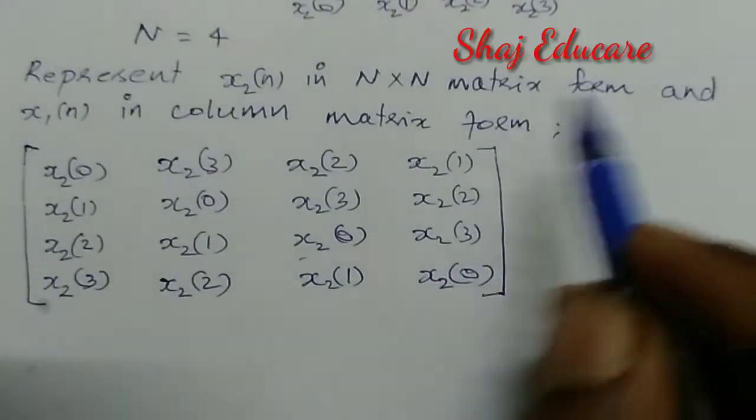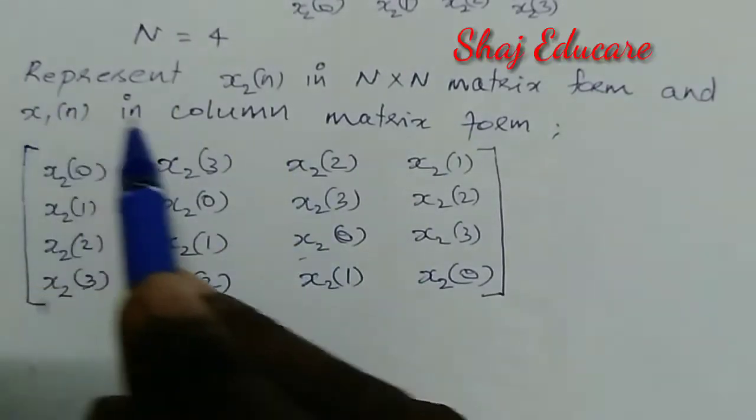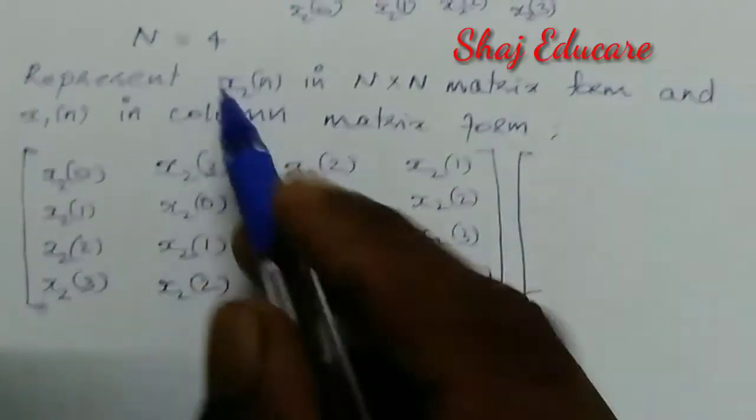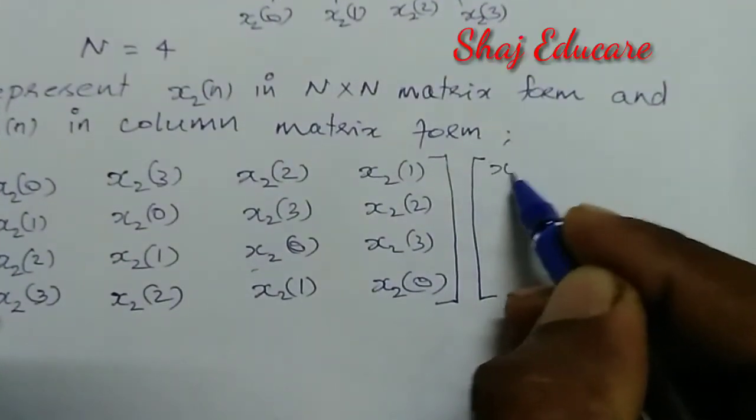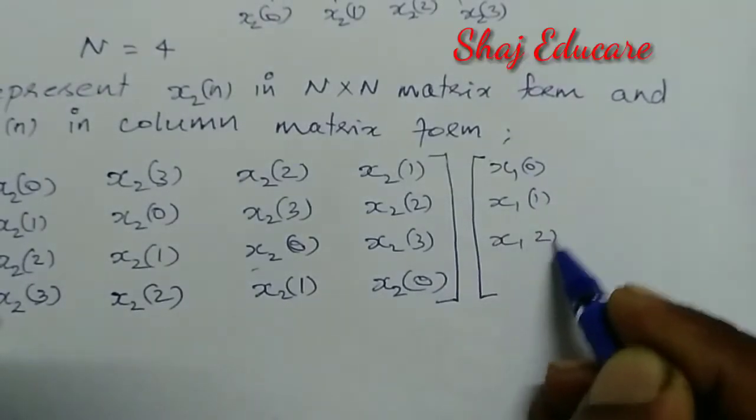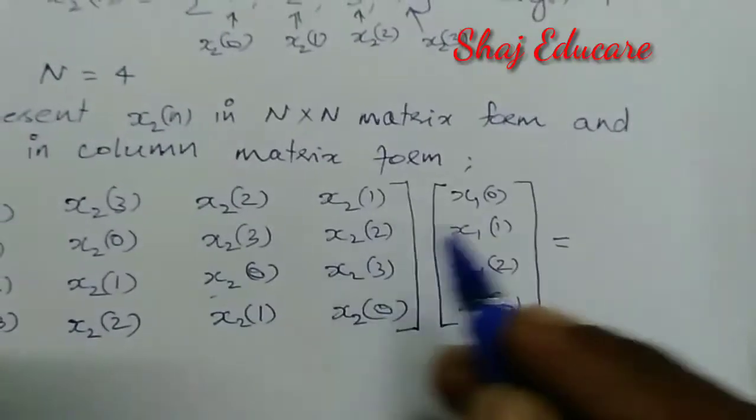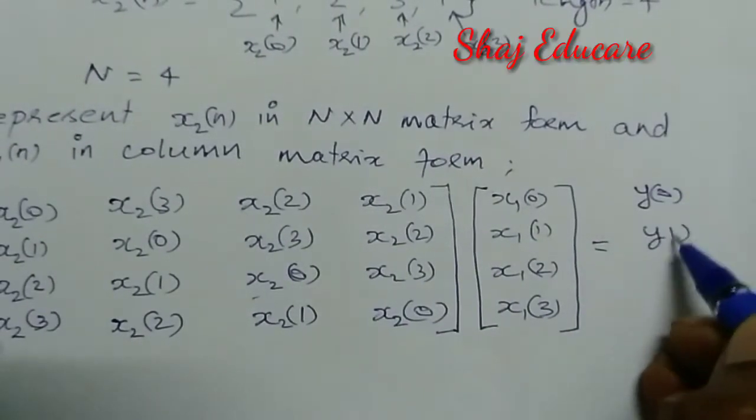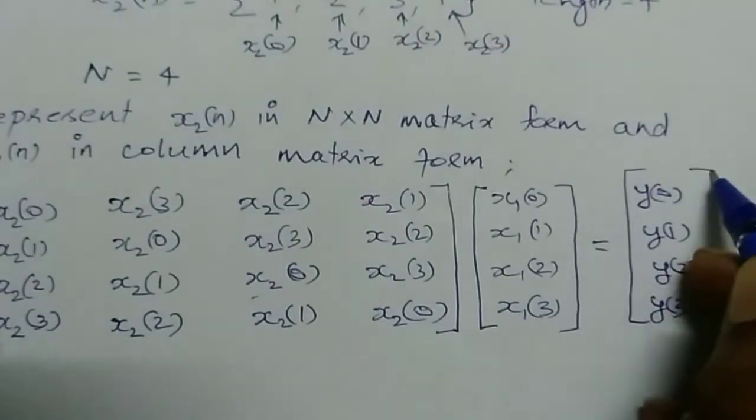Now, together with this, we have to arrange x1 of n in a column matrix form. I'm going to represent x1 of n in column matrix form, like x1 of 0, x1 of 1, x1 of 2, x1 of 3. That should be equal to the circular convolution output y of 0, y of 1, y of 2, and finally y of 3.